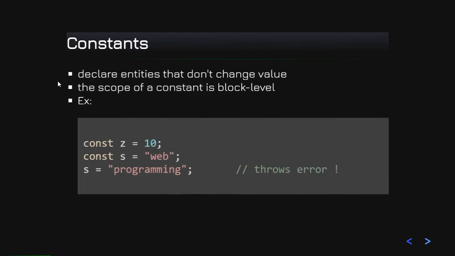Okay. We can define constants. Constants are just entities, just like variables, that do not change their values, and we are not allowed to change the value of a constant. We can declare constants using const. The scope of the constant is always block level, so they have different value types, different literals, the ones that I've mentioned before. This one throws an error because we cannot change the value of a constant.